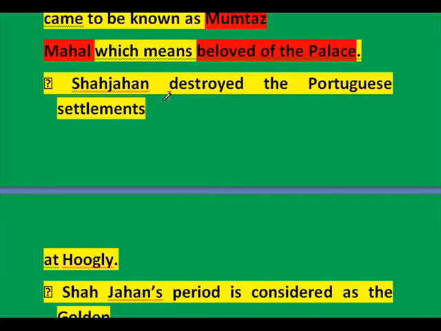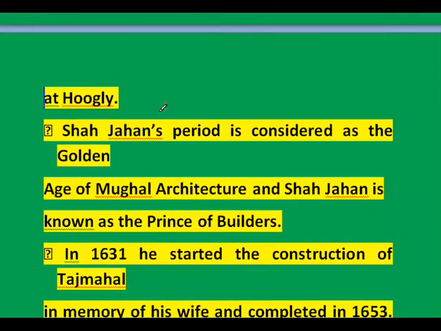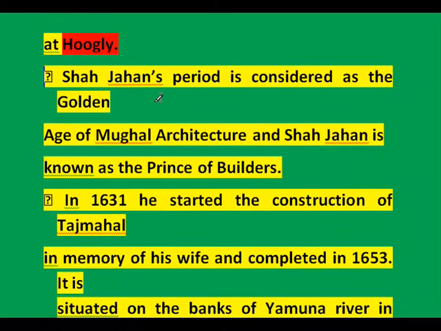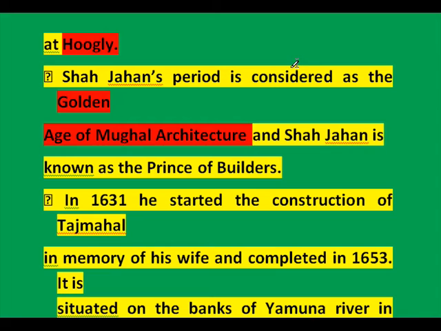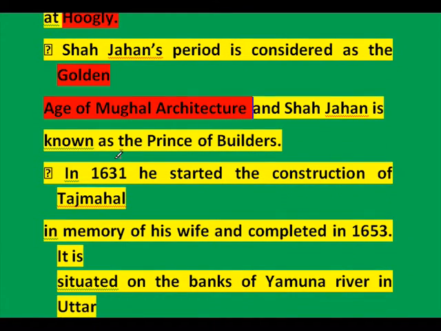Shahjahan destroyed the Portuguese settlement at Hooghly. Shahjahan's period is considered the golden age of Mughal architecture, and Shahjahan is known as the Prince of Builders.